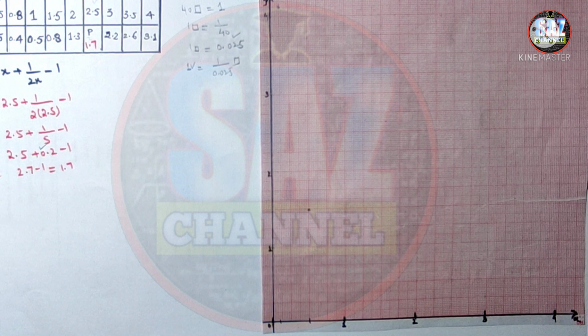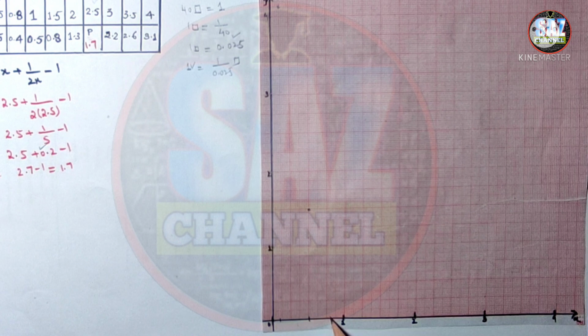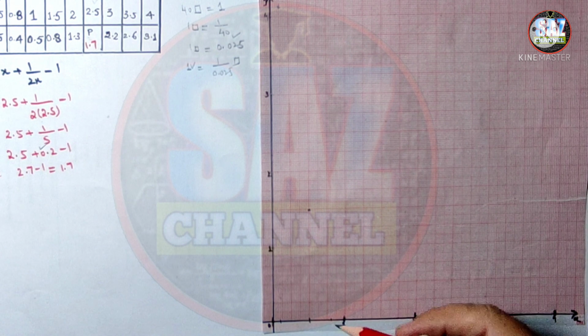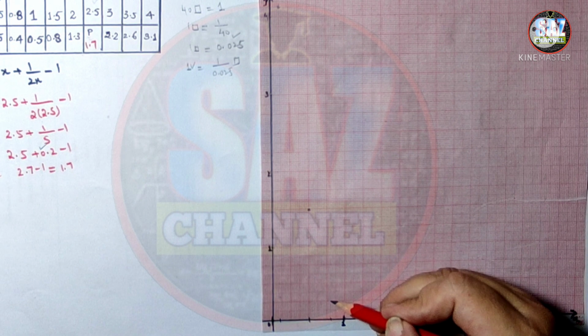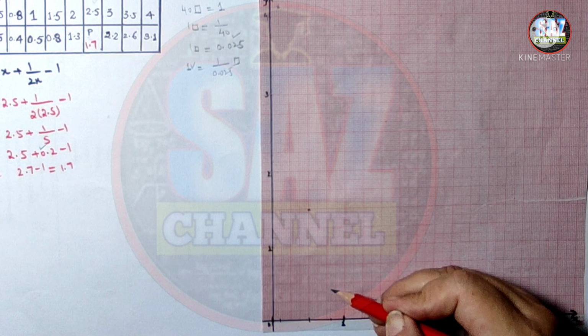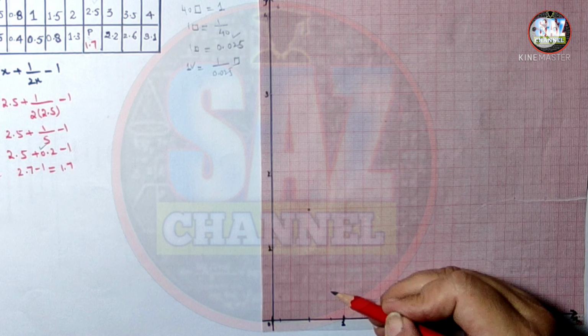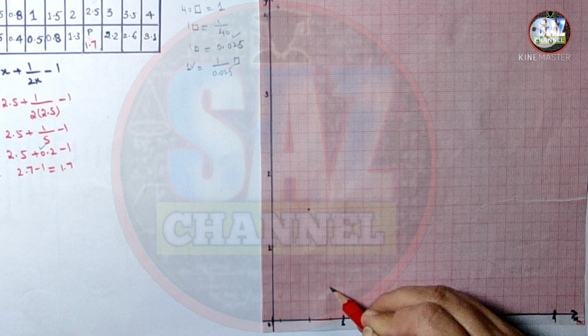Okay, for 0.8, x 0.8 divided by 0.025 gives me 32 blocks. 10, 20, 30 and 1 and 2, 32 blocks. For y, I have to take a move of 0.4 divided by 0.025, and this gives me 16 blocks. This is 10, and then 11, 12, 13, 14, 15 and 16 blocks.